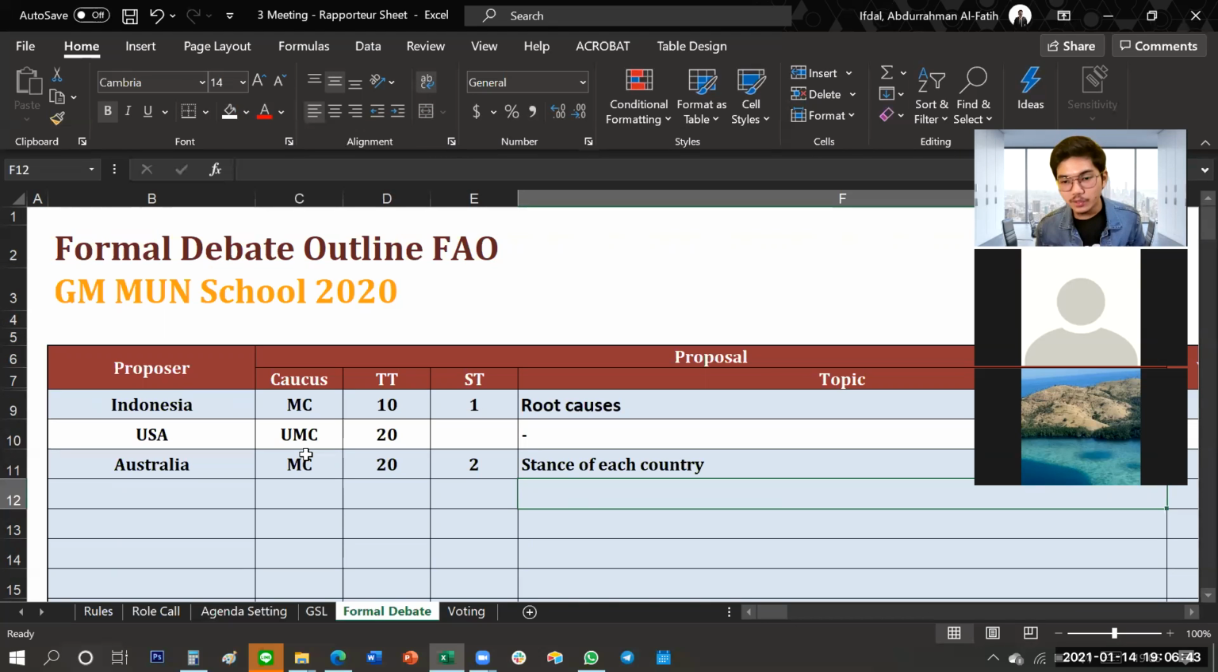Okay. Some of you who are beginners, you can repeat after me in your heart, or you can write this on your papers. So if you are Indonesia, say your country's name and then say your proposal. Okay. For example, like this: Indonesia, the delegate of Indonesia would like to propose a moderated caucus with a 10-minute total speaking time, with one minute speaking time each to talk about root causes. As simple as that.